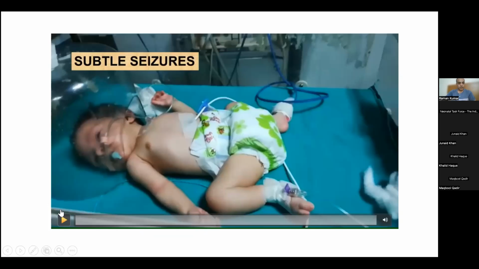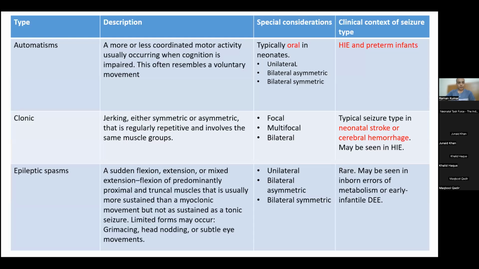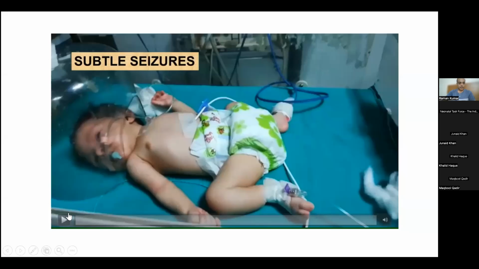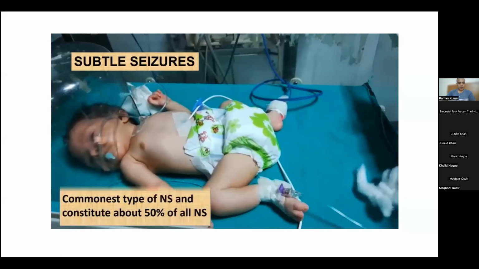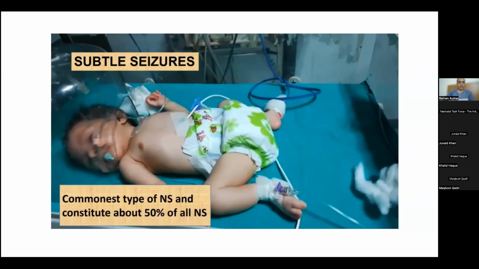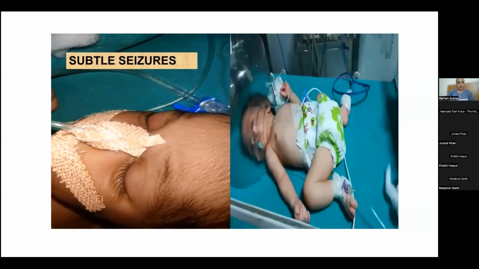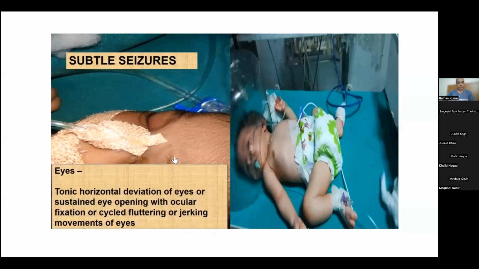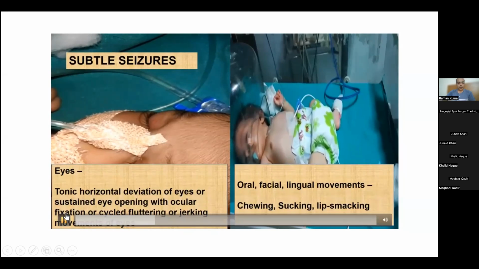If you see this newborn, sick-looking child, let me see if I can play it. Oh, it works. See the chewing movements and a little bit of the toe. Oh, I missed it. A little bit of the movement of the big toe was also present. This is the commonest type. These are called subtle seizures or automatisms. Again, the eyes are moving with small jerky movements, automatisms. And again, in this, you see chewing movements, these are automatisms.